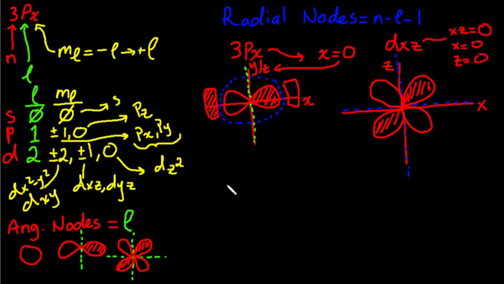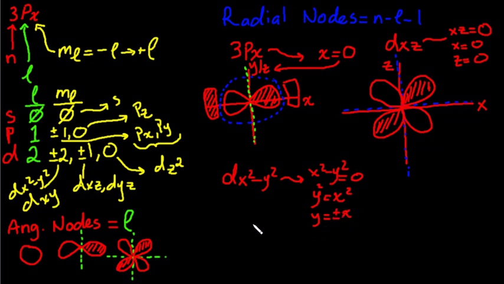Let's take a look at another example, dx squared minus y squared. In this case here, we have the x squared minus y squared orbital. So if we set that equal to 0, we can find out the nodes. So y squared would be equal to x squared in this case, and y would equal plus or minus x. Now these are easy lines to draw. So y equals x would be just bisecting through the axes, going in the positive direction, and y equals minus x would be in the opposite direction.